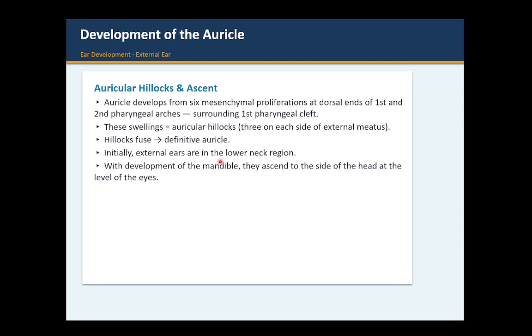at the level of the eyes. So initially they are in the neck. That's how you should understand that pharyngeal arches are in the neck. They are not in the head region of the embryo. But as your mandible grows, there is a relative ascent of your ears to the side of your head.